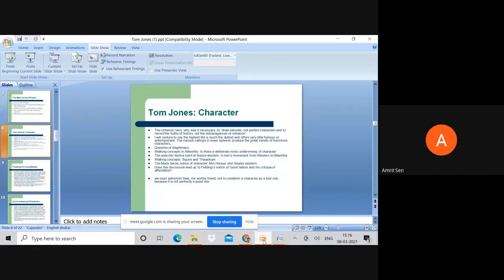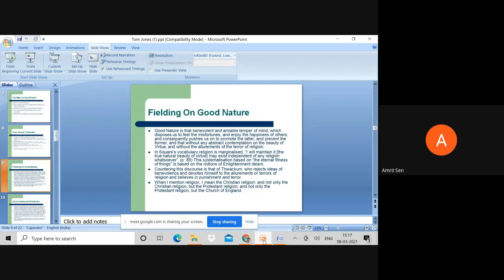And therefore he writes, "We must admonish thee, my worthy friend," this is to the reader, "not to condemn a character as a bad one because it is not perfectly a good one." So Fielding is arguing that there is nothing called perfect good nature in an individual. There are always pitfalls, and therefore good nature is an ideal to strive for. How is good nature defined? That's what Fielding is trying to tell us.